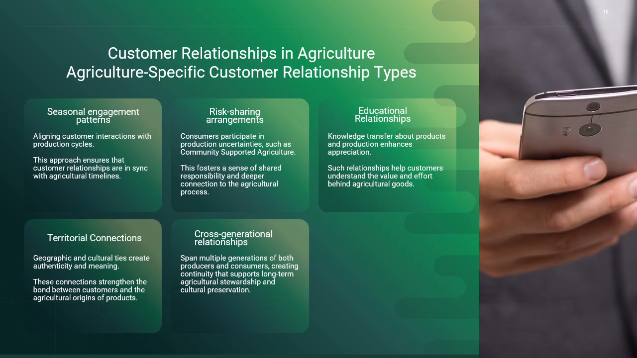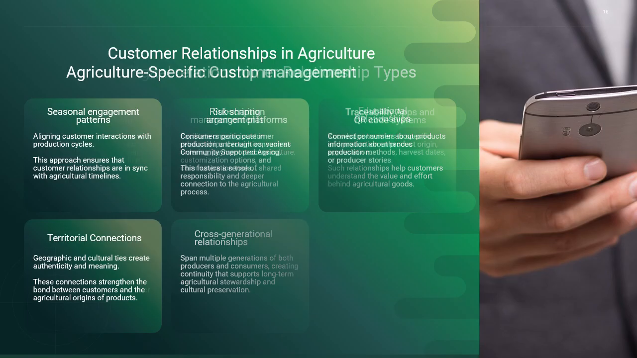Cross-generational relationships span multiple generations of both producers and consumers, creating continuity that supports long-term agricultural stewardship and cultural preservation. A family orchard passed through generations might maintain relationships with customer families who have purchased their fruit for decades, with shared histories creating trust and loyalty that transcend market fluctuations and provide stability through changing market conditions.